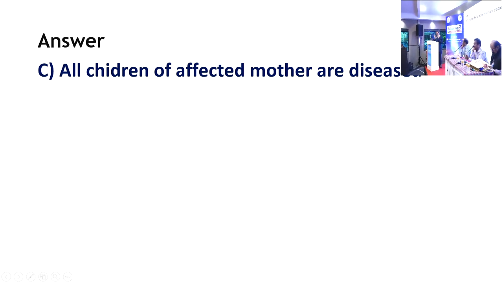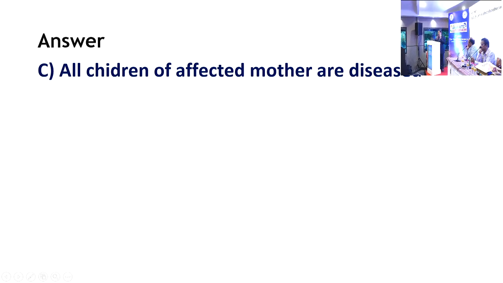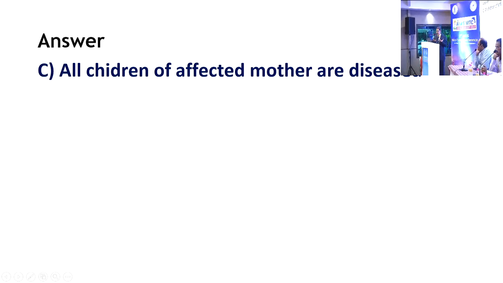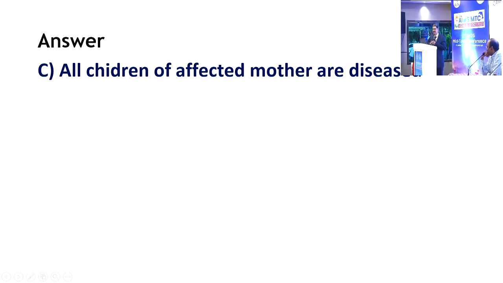See, when a cell divides, the mitochondria don't divide on an equal basis. The diseased mitochondria may not be there in the ovum. Okay.